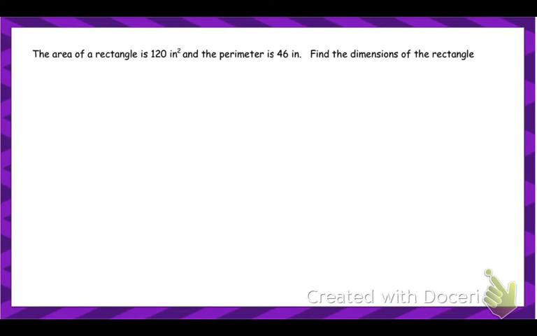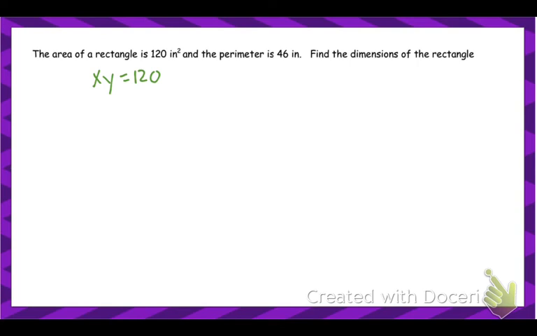All right, last one, just a word problem. So just an example of some things that you can do with these systems when you're dealing with some nonlinear stuff. So it says the area of a rectangle is 120 inches squared and the perimeter is 46 inches. We want to find the dimensions, so the length and the width. Okay, so if the area is 120, that means the length times the width is 120. And we're just going to use x and y because we're used to that.